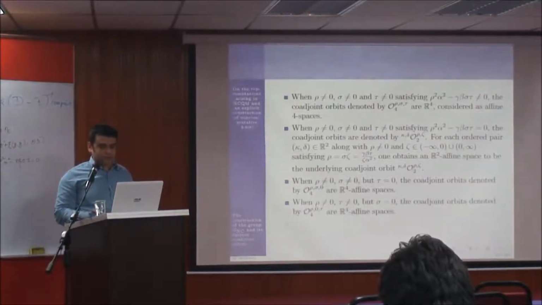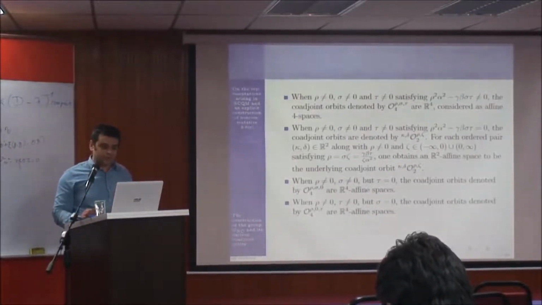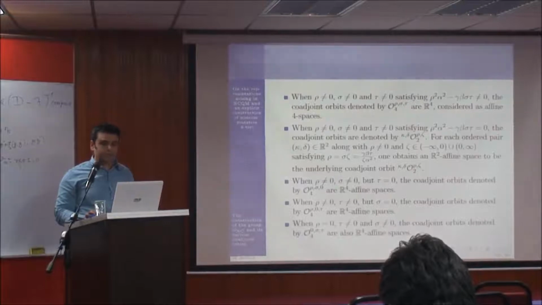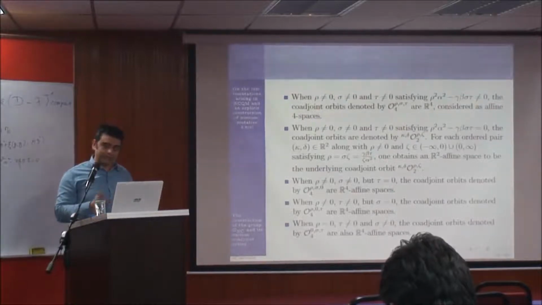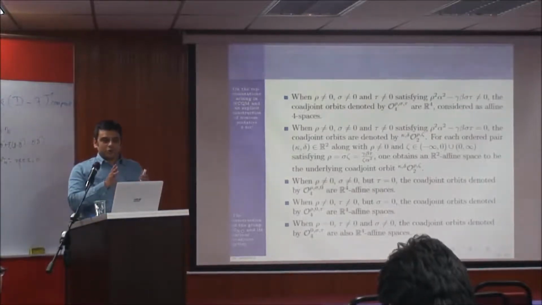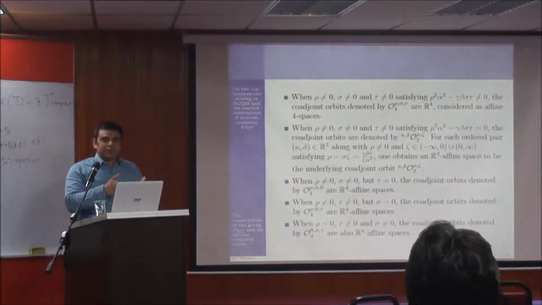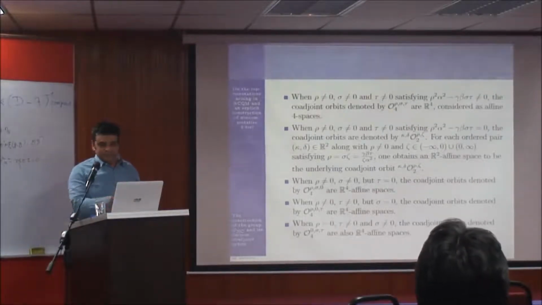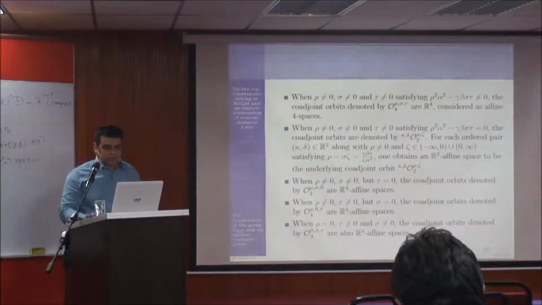And when ρ and τ are non-zero and σ is 0, similar things happen. And when ρ is 0, meaning that there is no quantum mechanical effect, we will explain it later, and just two non-commutative planes which don't talk to each other in the absence of quantum mechanical effect, the coadjoint orbits are also R4 affine spaces.